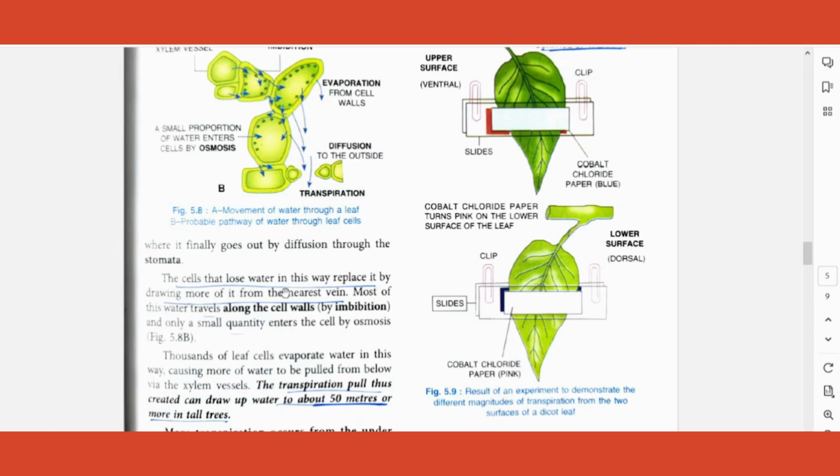We will learn the types of transpiration and how water comes out of the stomata. All those we will learn in the next video.